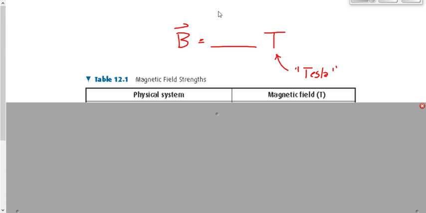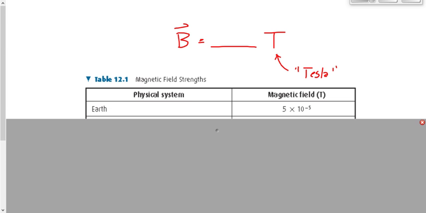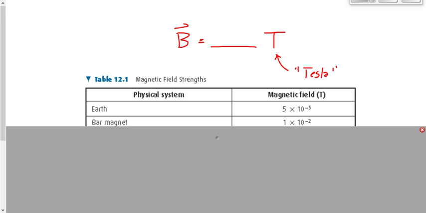The first one that I want to show you is the magnetic field strength caused by the Earth. Now it varies depending upon where you are on Earth. In some places it's stronger than others, but it doesn't vary by that much. And on average, it's about 10 to the minus 5 Tesla. So I mentioned the other day that the Earth's magnetic field is a weak magnetic field. 10 to the minus 5 is a pretty weak magnetic field. It's compared to, say, a bar magnet, which is 10 to the minus 2 Tesla.